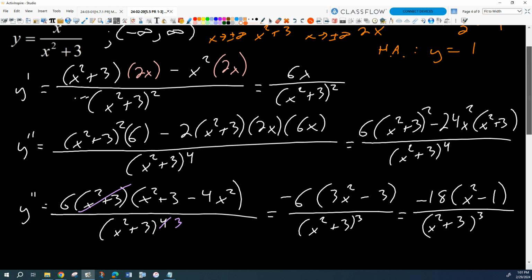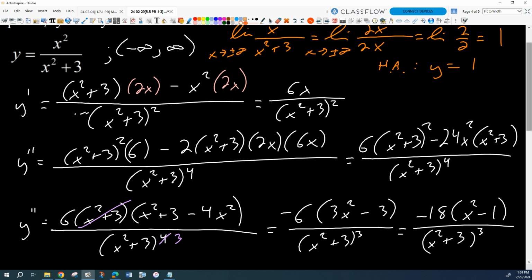Okay, so let's get some critical numbers. First derivative. Any undefined anywhere? There's our first derivative, right? Undefined anywhere? Nope, good. 0 at 0, okay? Oh yeah, sorry. Because the 0 is the 0 of our numerator, right?